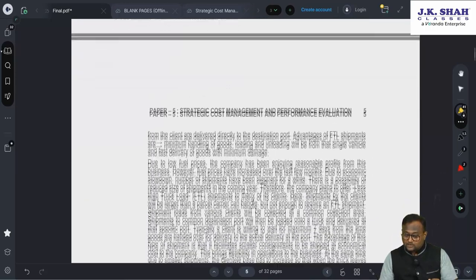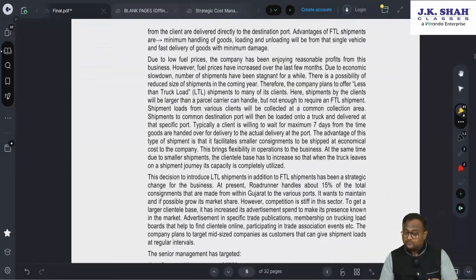The goods are collected from the clients and delivered directly to the destination ports. The advantage of full occupancy is minimum handling of goods; loading and unloading will be from a single vehicle, and a fast delivery of goods with minimum damage.